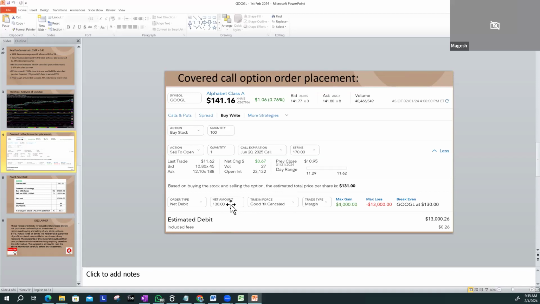130 is a very, very conservative price. I don't think Google will go down drastically below 130 in the next 1 year, unless there is exceptionally bad news in the economy, which I don't think so. So that is an advantage of a covered call.